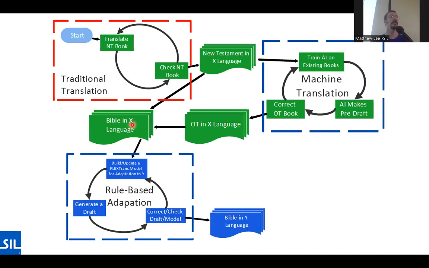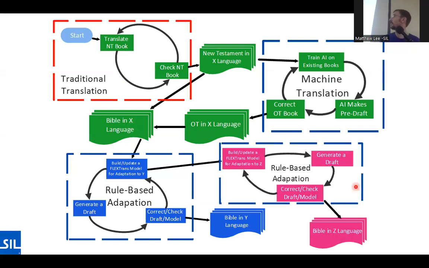Okay? Then you do the rule-based adaptation, and over time, those rules get better and cleaner, and you end up with a draft of the Bible in Y language that has been checked. And then you can take it further. You take that model, and you adapt that for the next language, and then you get a translation in language Z. So there are people that are planning to do this method, to work through this, to get those drafts and to do the work.